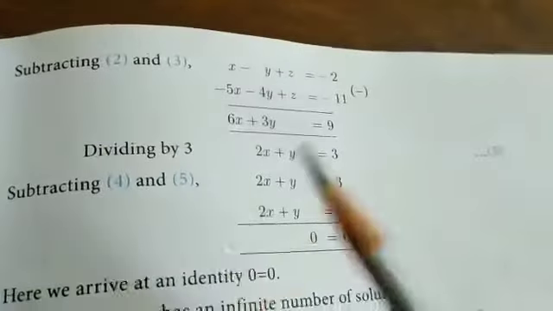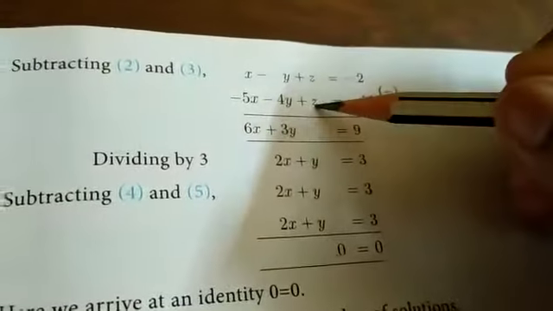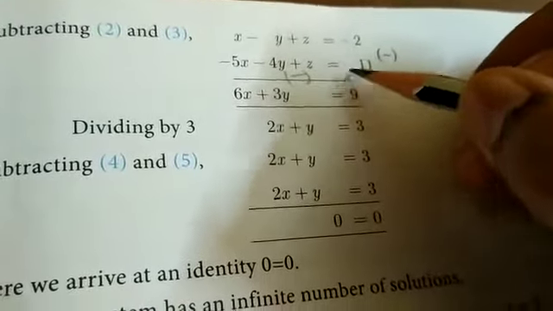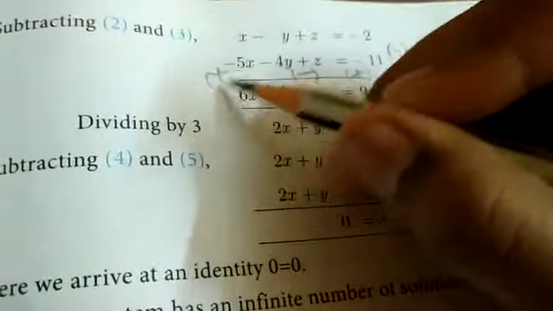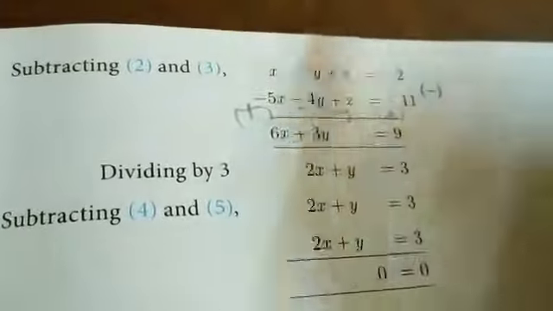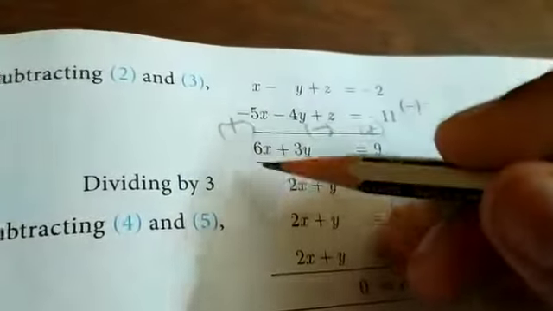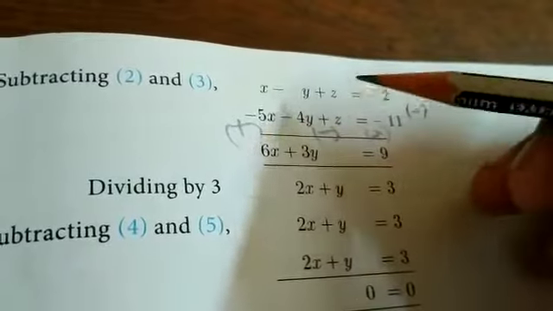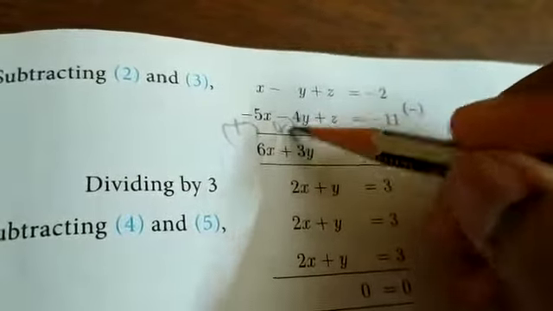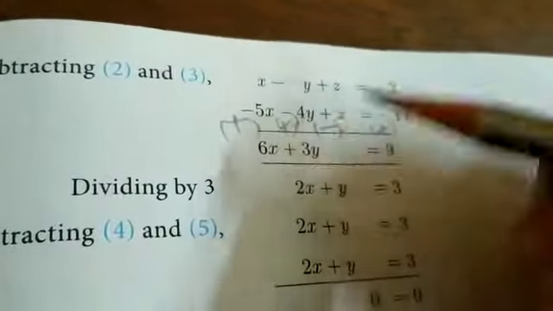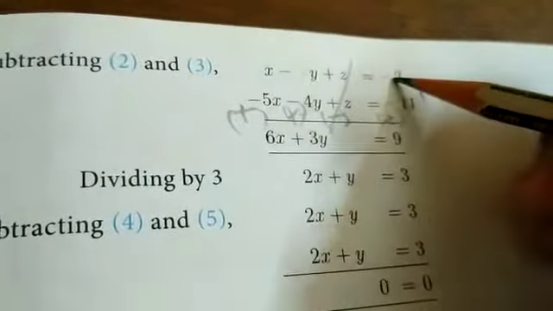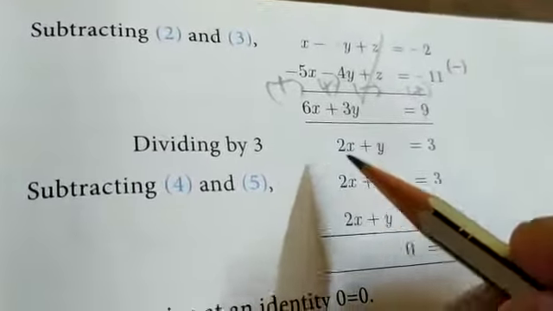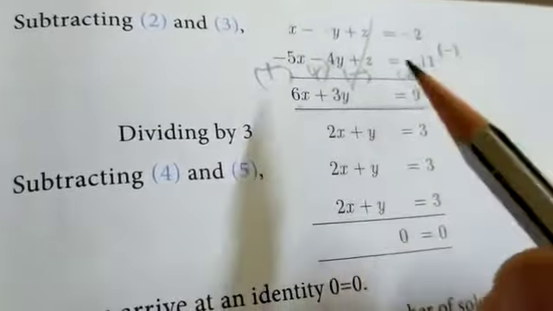Now we are subtracting 2 and 3, because the z and z sign is the same, okay. So we should just change minus, plus and minus. This also plus, okay. So for changing the sign we are subtracting. So x plus 5x is 6x, and minus y, this sign didn't change, okay. This is plus. So minus y and plus 4y is plus 3y, and this gets cancelled, and minus 2 plus 11 is 9, okay.